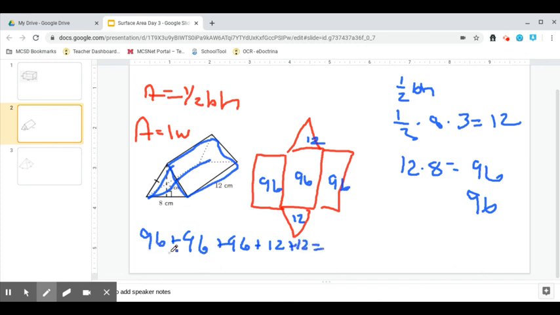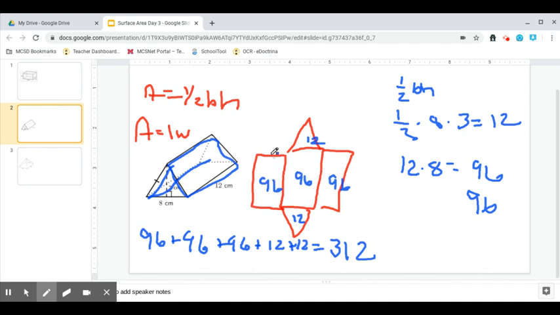Okay, 96 and 96 is 192. Let's do that again. 96 and 96 is 192, 288 for that. Plus 12 makes 300, and 12 more makes 312. 312 square units.